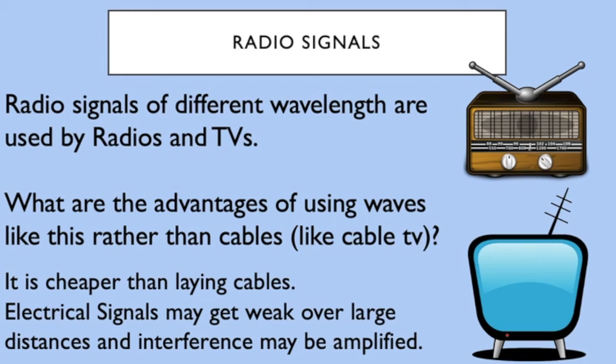Okay, so it's cheaper. Using radio waves is cheaper than laying lots of cables. Electrical signals may also get weak over large distances and interference may be amplified. So when you've got long cables, if there's any distortion to that signal, then you've got to amplify that signal over many, many miles, and then all of those interferences may also get amplified, making the signal more difficult to read at the other end.